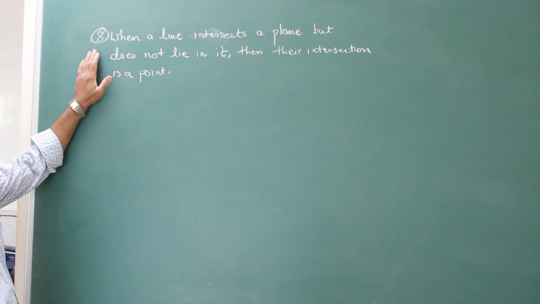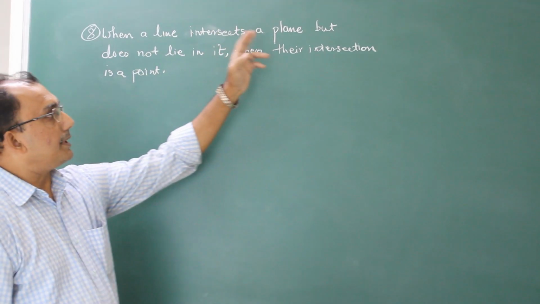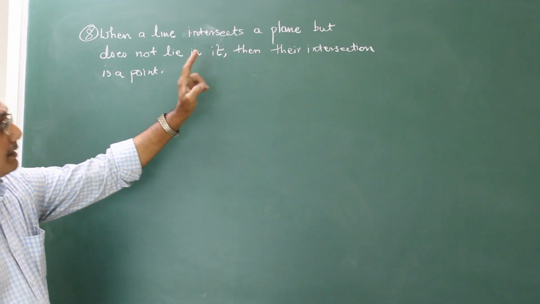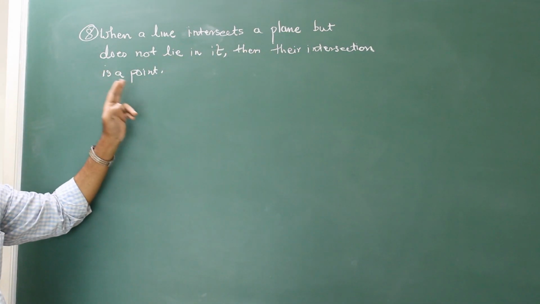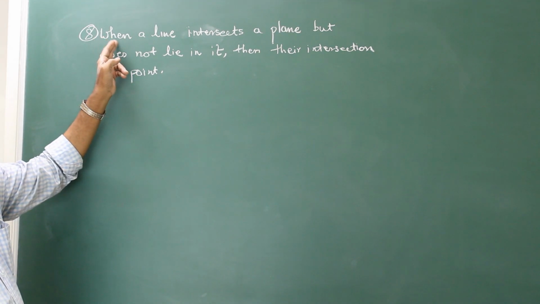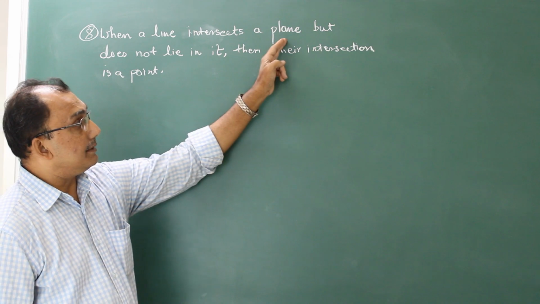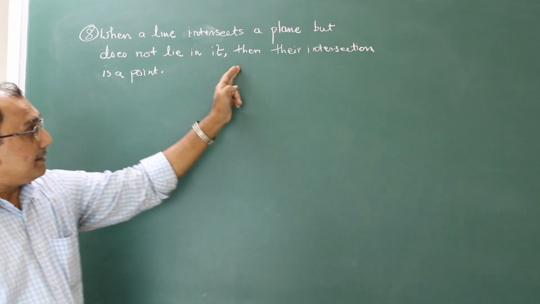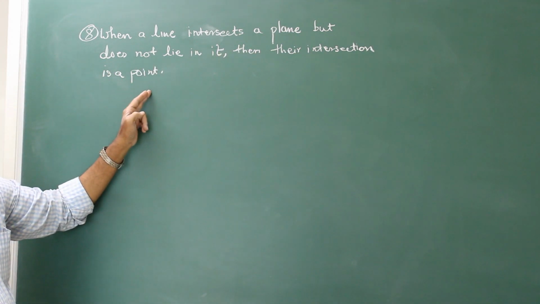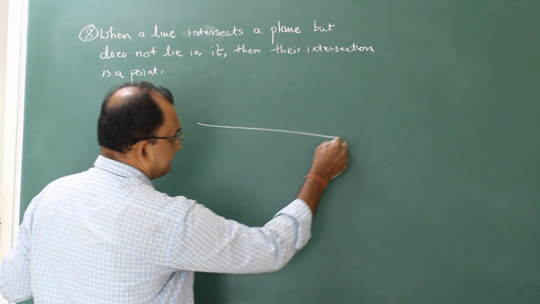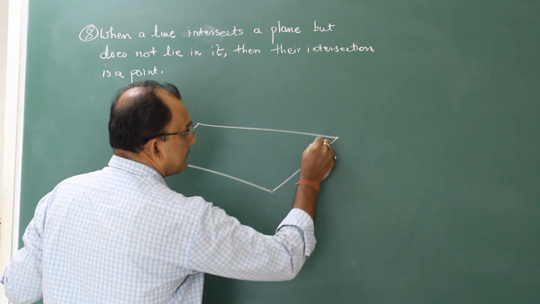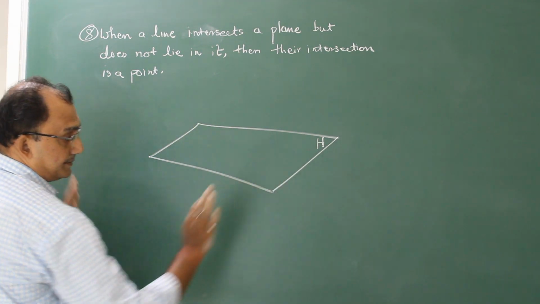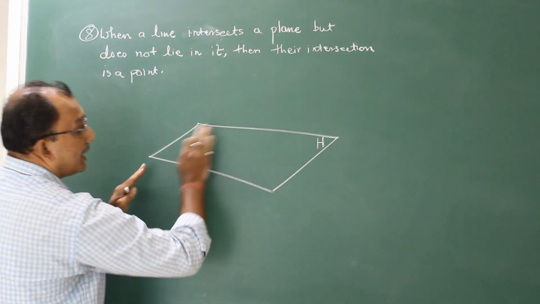Axiom number 8. When a line intersects a plane but does not lie in it, then the intersection is a point. Look at the wording: when a line intersects a plane but does not lie in it, then the intersection is a point. Now we have a plane H. There is a line which does not lie in it. The line does not lie on this plane.